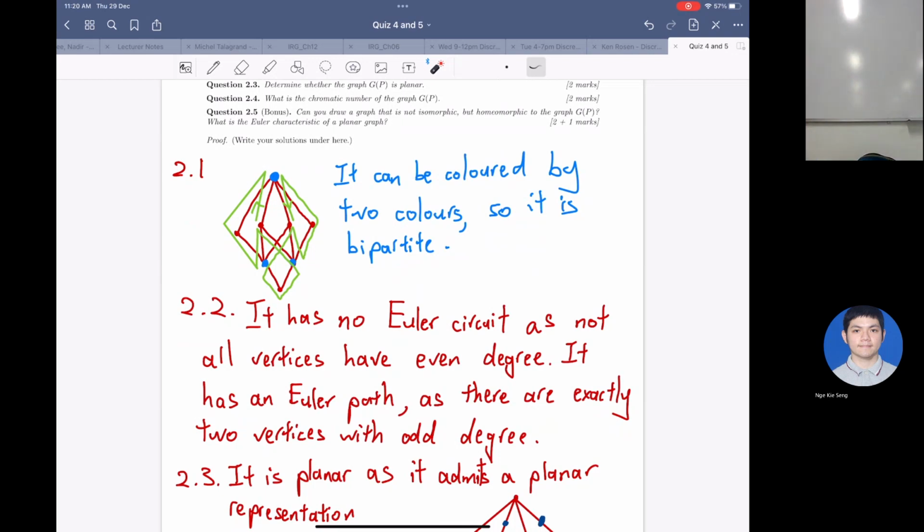So how is it planar? You can take either 12 or 18. Take this.